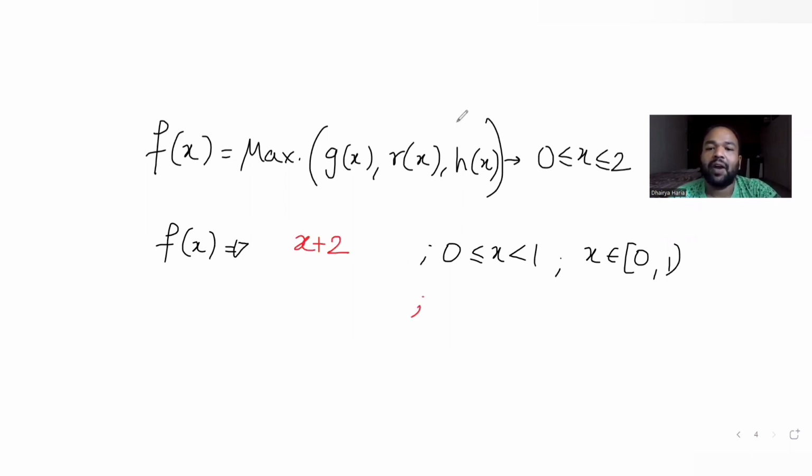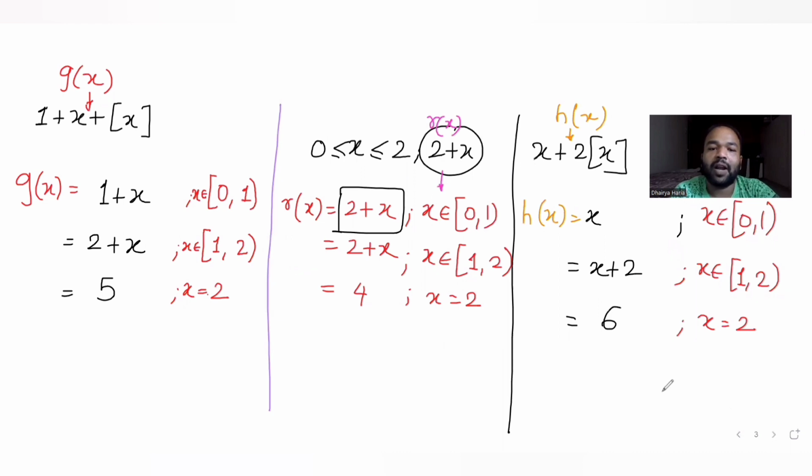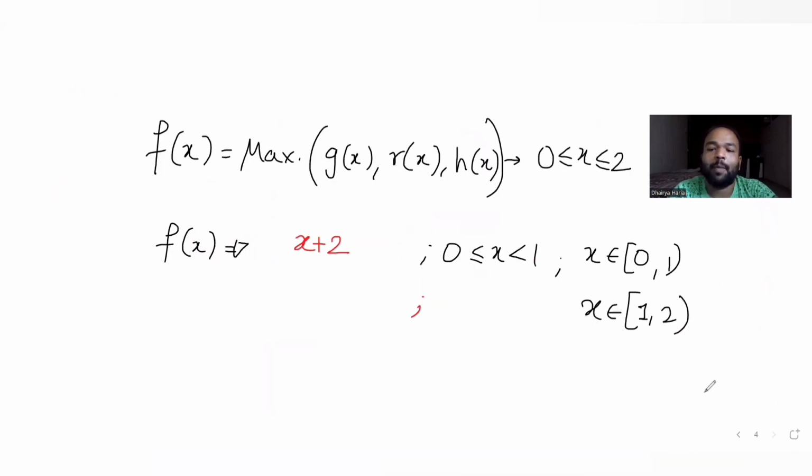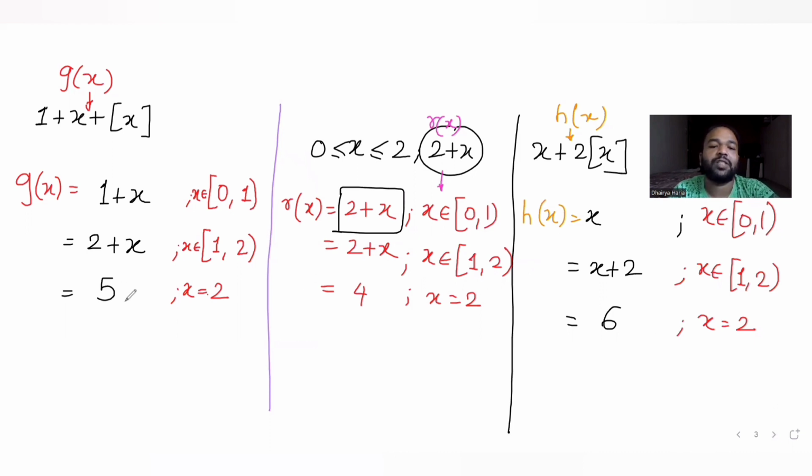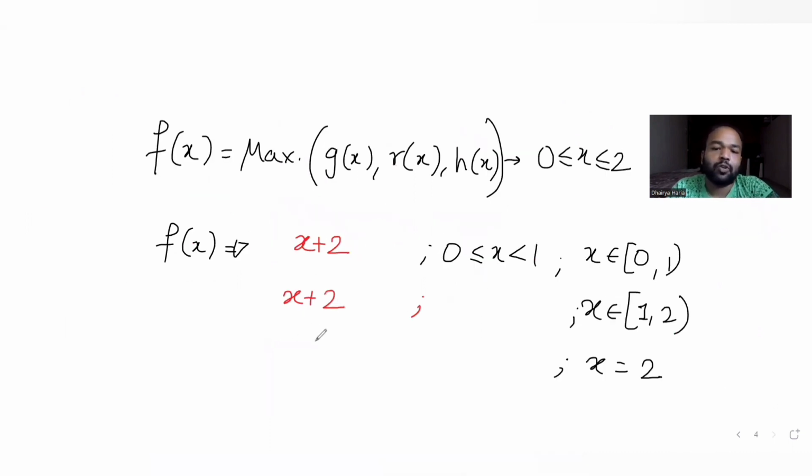Further, in the next interval where x is equal to 1 but less than 2, you have x plus 2, x plus 2, x plus 2. All of them are the same function, so your maximum also becomes the same function, x plus 2. And third, when x is equal to 2, the maximum value is 6. So you get f of x as 6 for this interval.